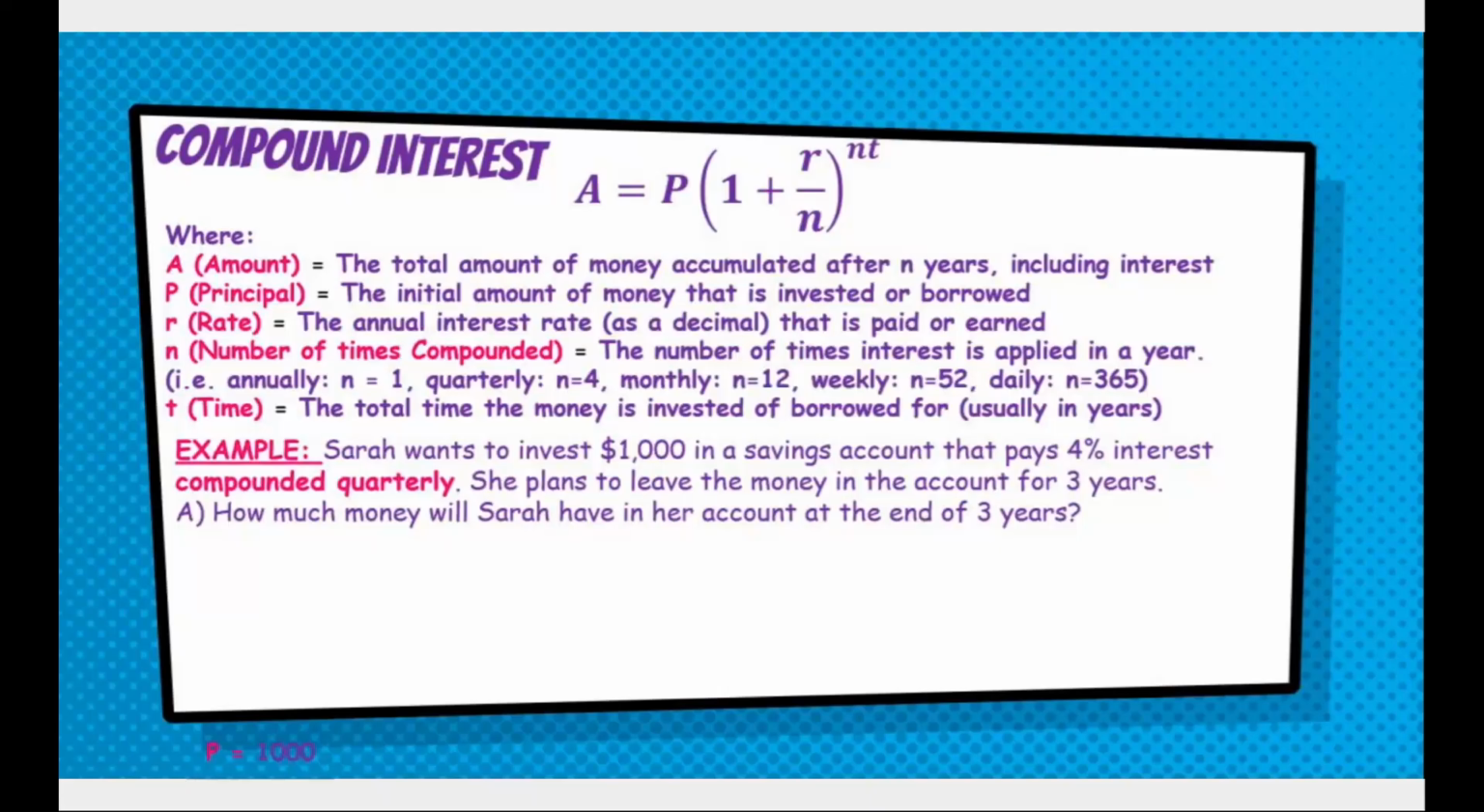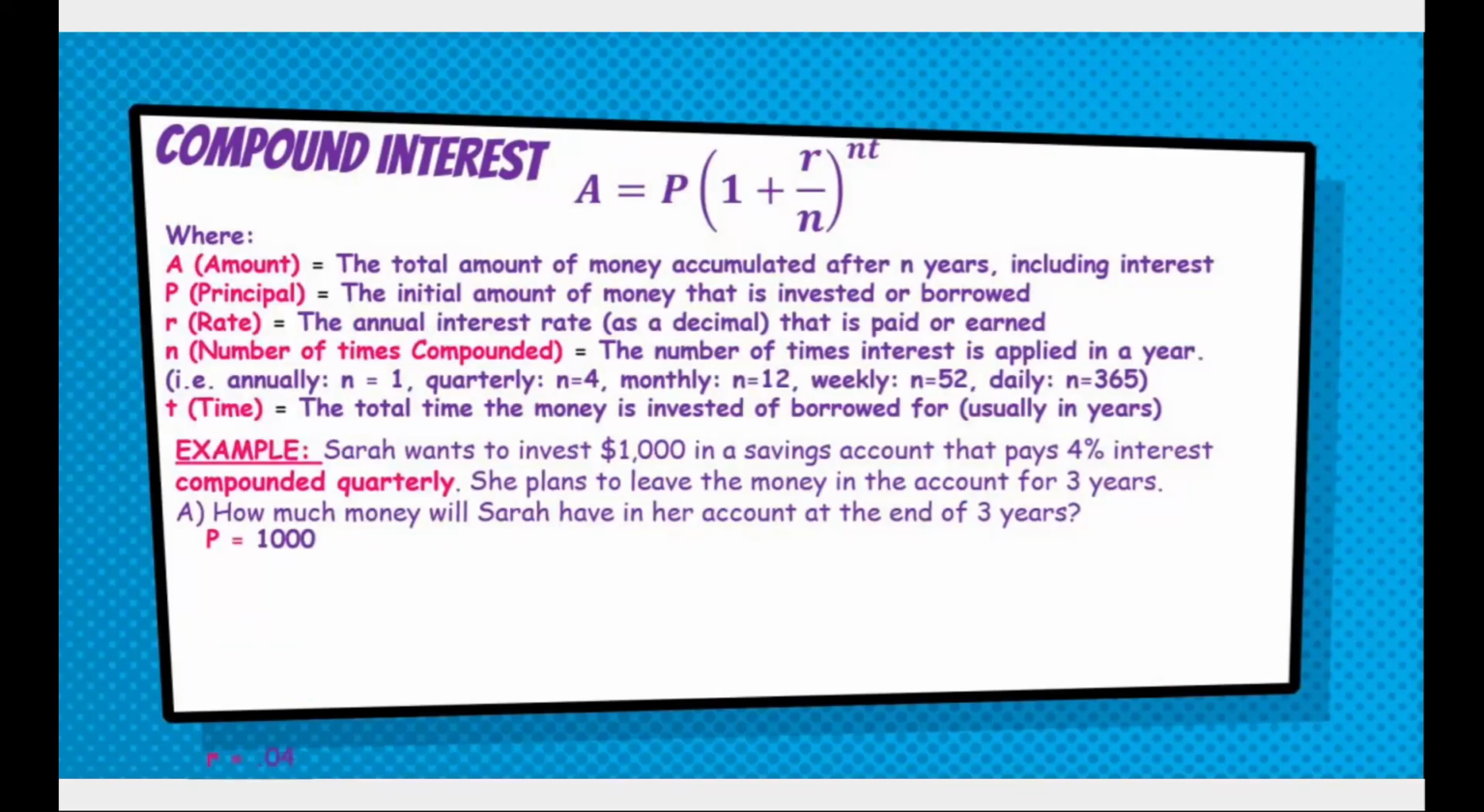Let's look at this one. Sarah wants to invest $1,000 in a savings account that pays 4% interest. It's important to understand, as we're reading through these, which ones are investing and which ones are borrowing. She's putting this into a savings account, so this is going to benefit her. That pays 4% interest compounded quarterly. She plans to leave the money in the account for 3 years. How much will she have in her account after 3 years?